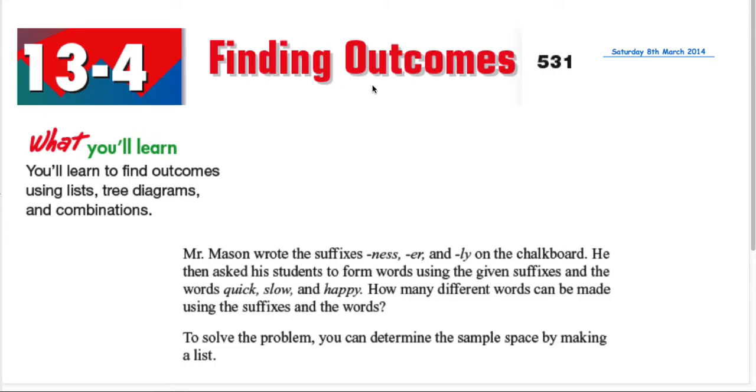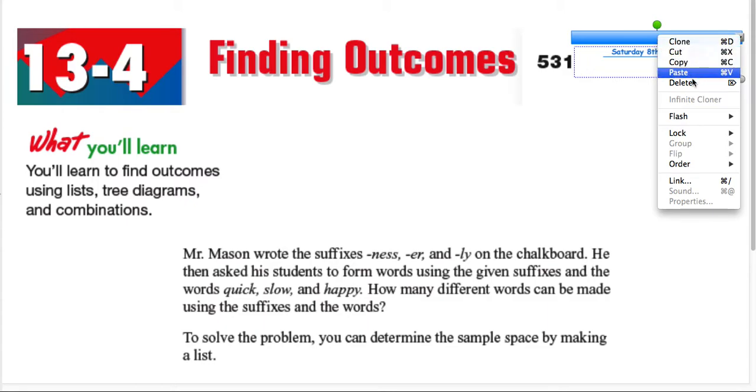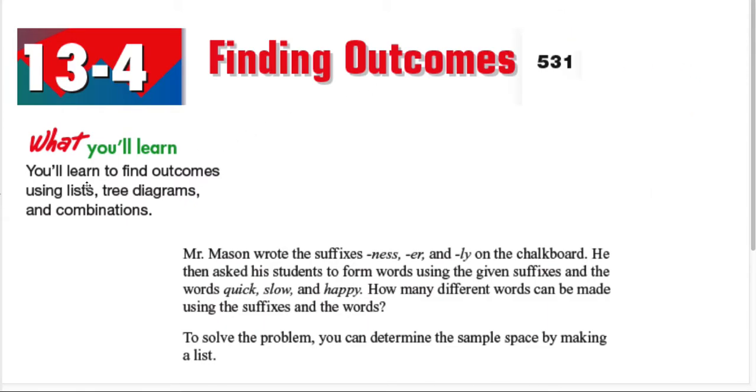Lesson 13-4, Finding Outcomes. In this lesson, you will learn to find outcomes using lists, tree diagrams, and combinations. Why is this important? Because knowing how to find the number of possible outcomes can help you determine options when ordering pizza. The words we are going to learn in this lesson are tree diagram and combinations.